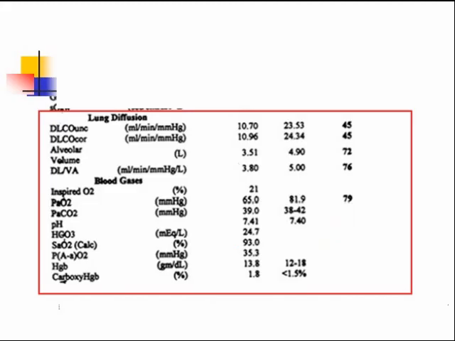The last section is the lung diffusion. Of course, we just got done talking about that, indicating the change in the alveolar membrane. And then we also have the blood gases, which kind of go along with diffusion, but we want to look at the blood gases in relationship to the pulmonary function testing.